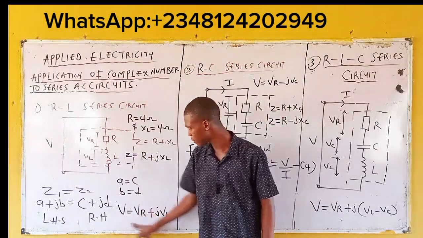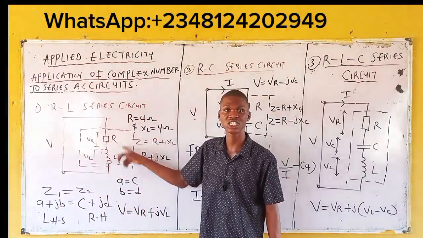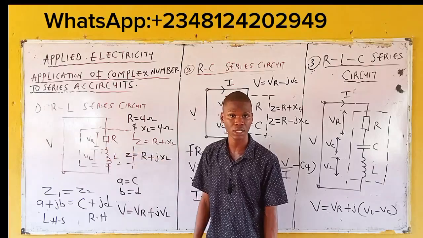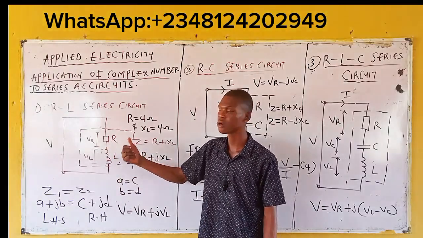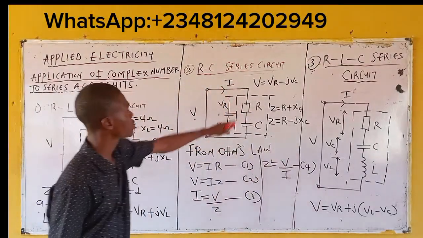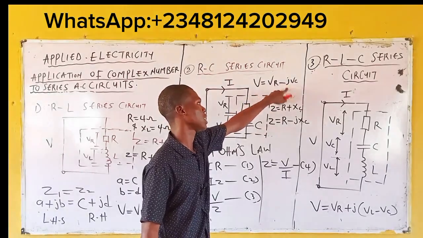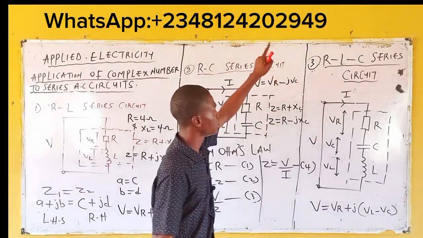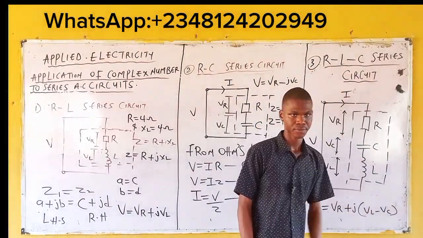So this is the formula, meaning the net voltage here is equal to the voltage across each circuit element, which is this resistor and inductor for this RL series circuit. Now, for the RC series circuit, this is your formula. Since you are using complex numbers, I have a real part and an imaginary part. Then for the RLC series circuit, this is it.